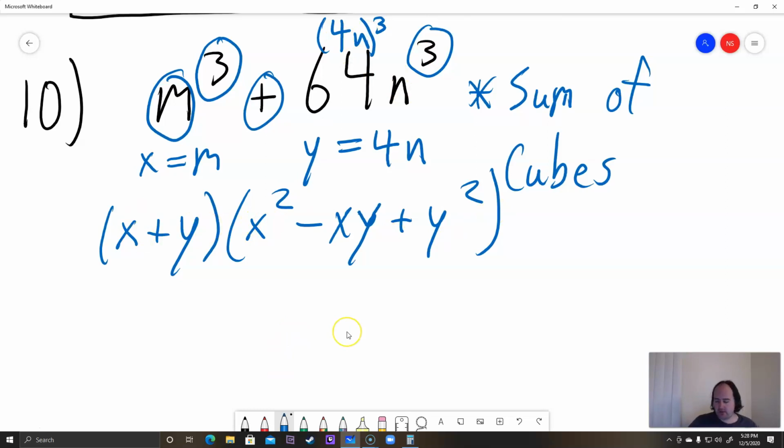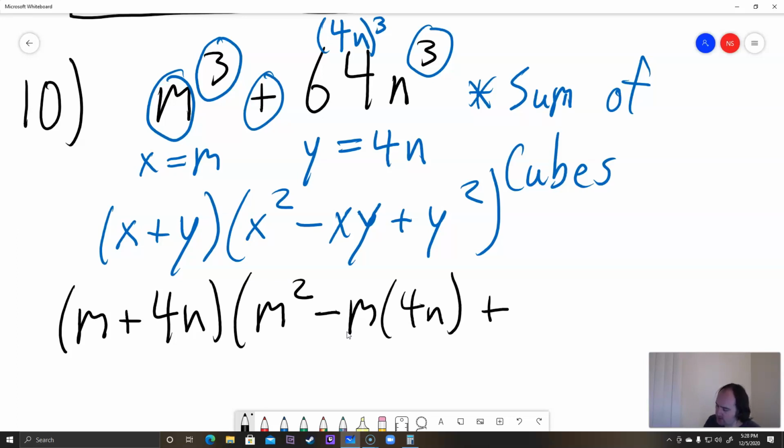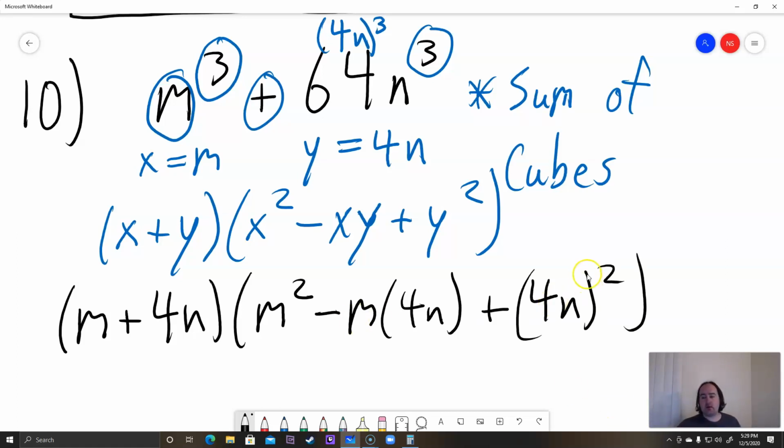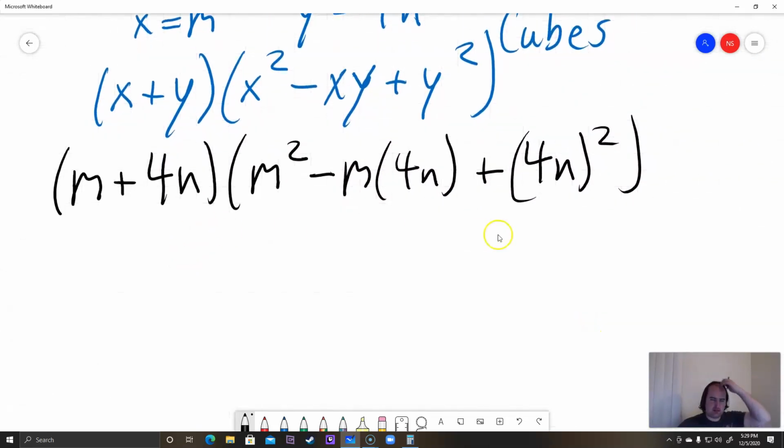So plugging into this formula down here, we've got x plus y, so that's m plus 4n, times x squared, so that's m squared, minus xy, so that's minus m times 4n, plus y squared. So that's plus 4n quantity squared. And notice I put parentheses around the 4n. That's important when you're plugging it in, because it's actually the 4n quantity squared with parentheses around it. All right, and then we just need to simplify this a little bit.